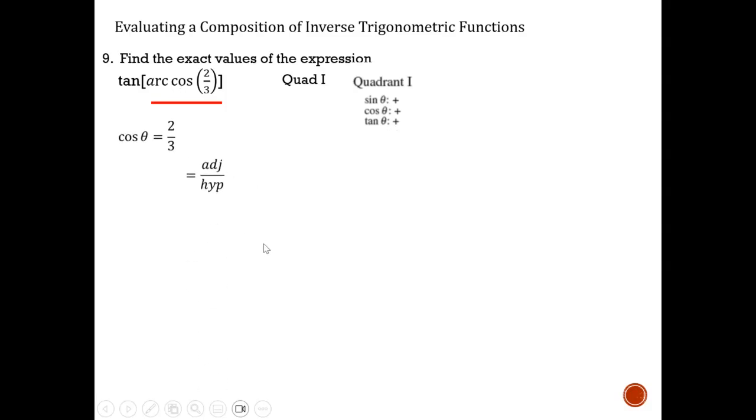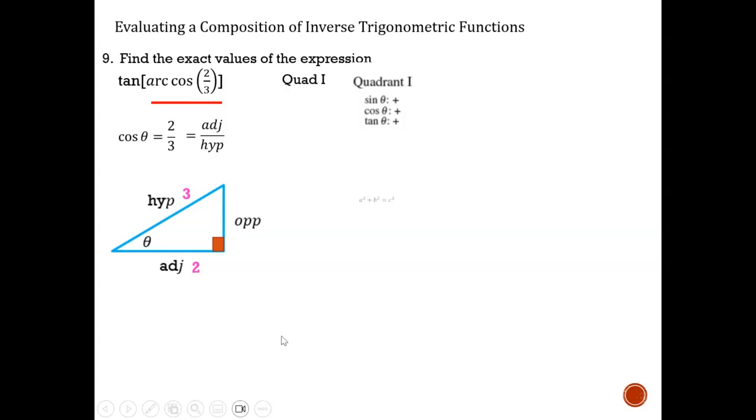Now from here, guys, we form a triangle, right? So cosine is adjacent over hypotenuse, so the adjacent will be 2, and the hypotenuse will be 3. Since we're looking for the tangent, and the tangent is opposite over adjacent, we need to find the opposite. So we use the Pythagorean theorem. 2 squared plus b squared equals 3 squared. So 4 plus b squared equals 9. We subtract 4 from both sides. So b squared equals 5. So b is equal to the square root of 5. So I got my b, which is the opposite.